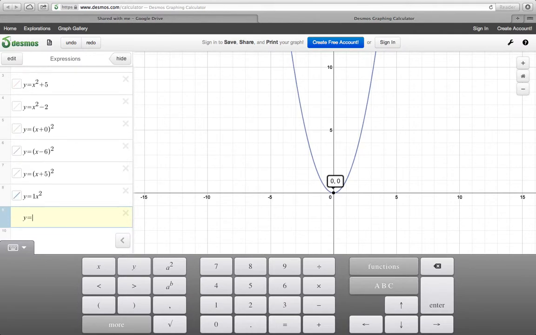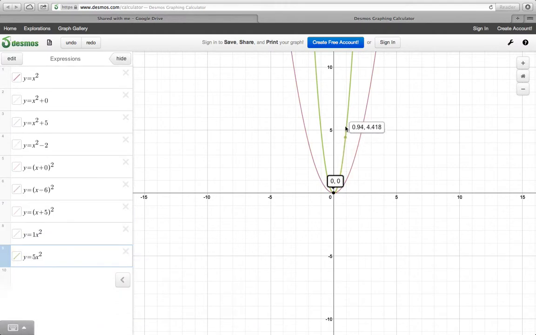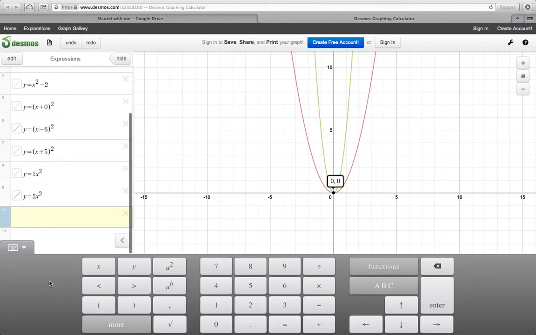Y equals, let's go with a stretch. Stretch means greater than 1. So what value would you like? 5x squared. And if you look, our parabola is much thinner than it was before, right? Makes a much thinner parabola here.